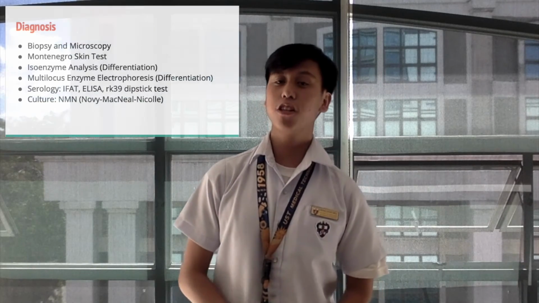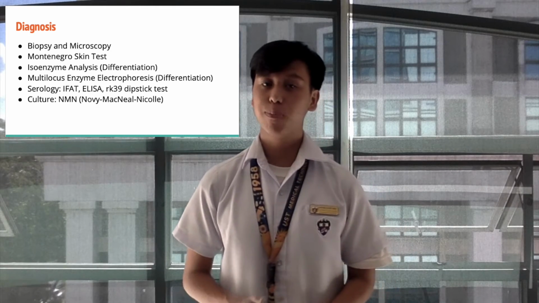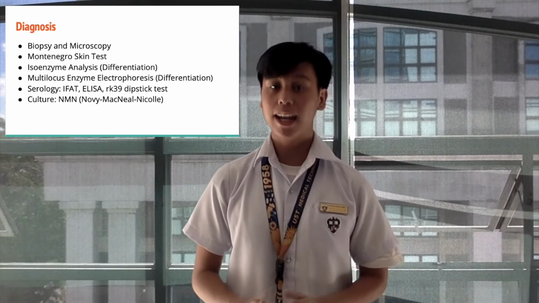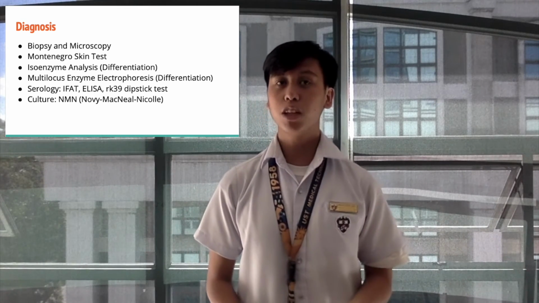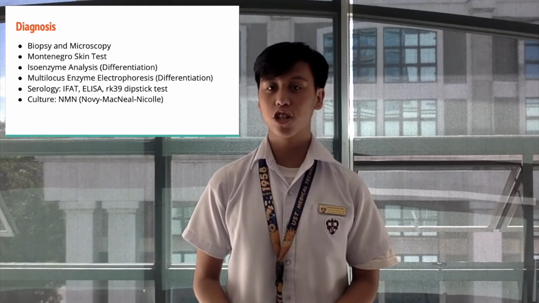For the diagnosis of leishmaniasis, firstly, the most basic diagnostic method is biopsy and microscopy. So what samples can we use for biopsy? There is skin, tissues, spleen, lymph nodes, and bone marrow. Next is the Montenegro skin test. So what is done in a Montenegro skin test? The Montenegro skin test measures the reaction of a patient through an intradermal injection of a suspension of dead promastigotes.